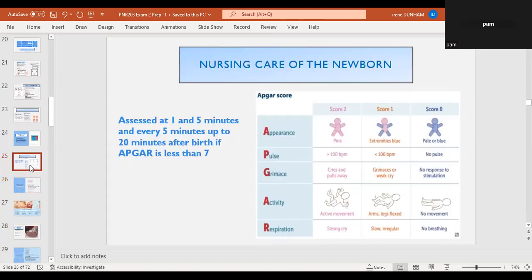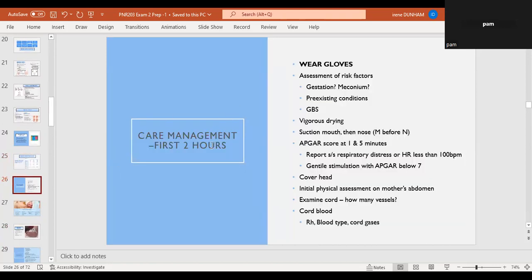All right, let's see here. That was my APGAR. Let's see over here. Care management for the first 2 hours of this baby would begin with assessment of risk factors. Now, you're wearing your gloves. We always wear our gloves because there's a lot of amniotic fluid and a lot of blood, and we don't want to get our hands into that. Assessment of risk factors. I always want to know, especially when I'm taking care of a baby, what kind of labor mom had. That's very, very important.